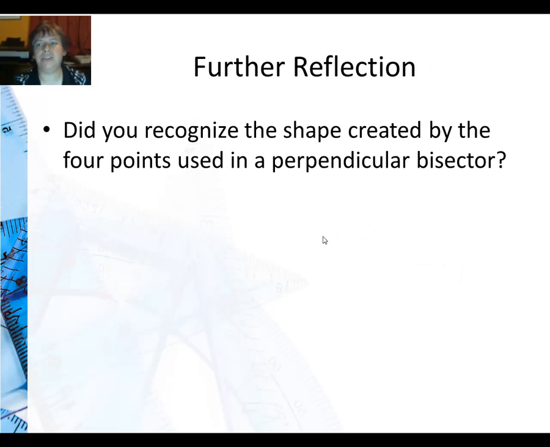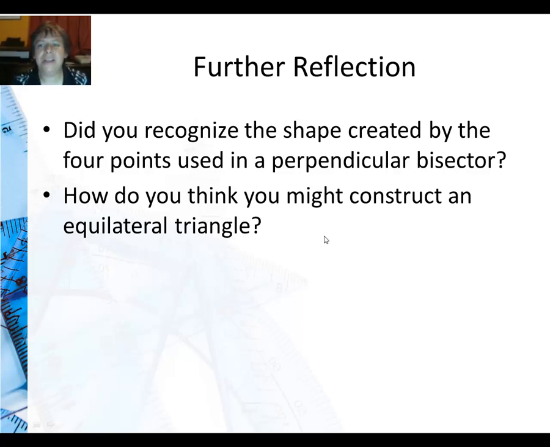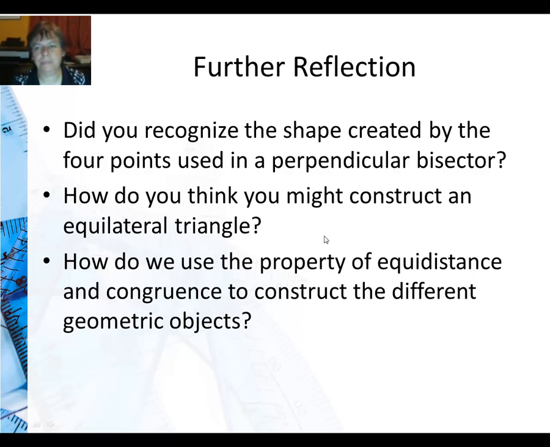So for further reflection, did you recognize the shape created by the 4 points used in a perpendicular bisector? Hopefully you heard me say it. And here's something that goes beyond. How do you think you might construct an equilateral triangle? Think again of circles. How could you put them together so they made an equilateral triangle? And how do we use the property of equidistance and congruence to construct the different geometric objects?